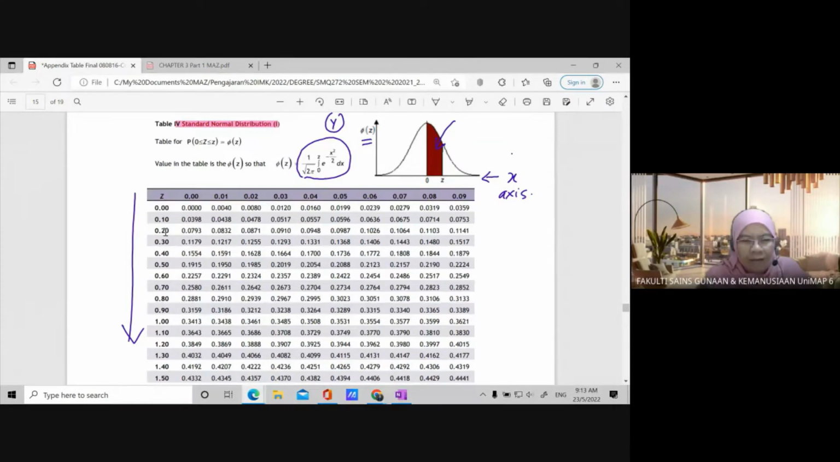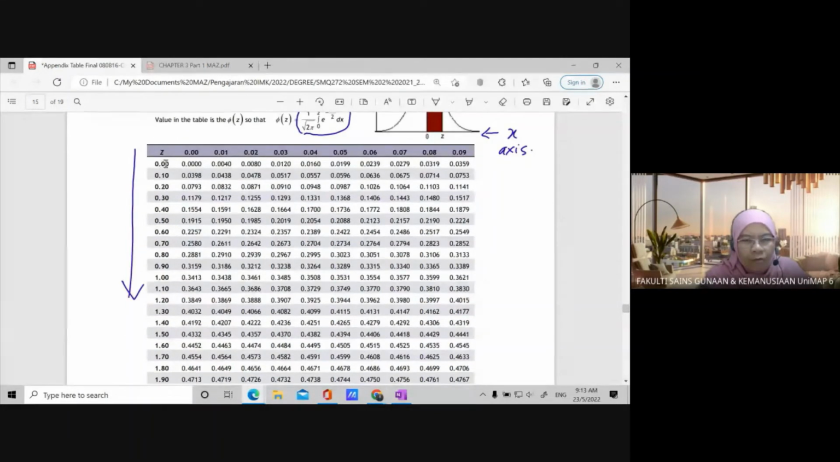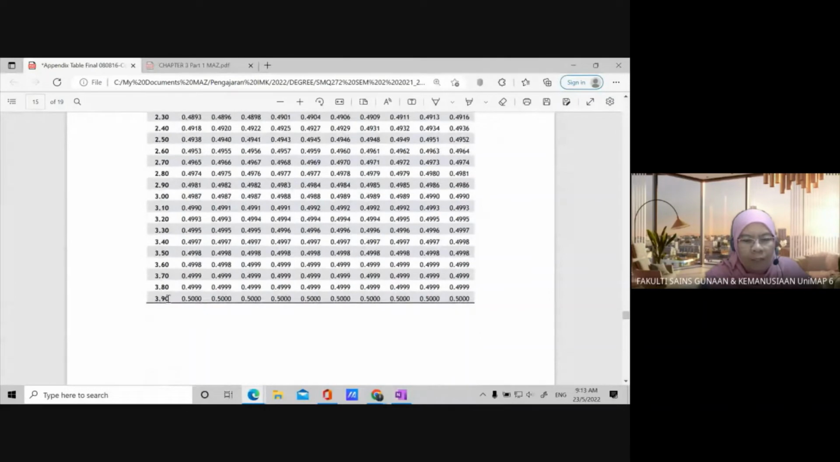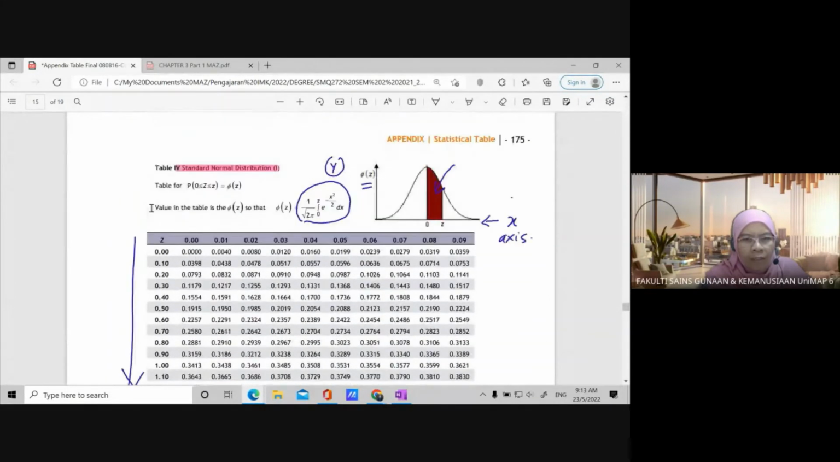region. Okay, so your Z value from 0.00 until 3.90, or if you wish to find 0.05, you go for 0.00 and look for 0.05. So this is where your Z value 0.05 is giving you the probability value. So 0.0199 is your probability value here, and your Z value here is 0.05. Okay, class? Please make sure you understand that.